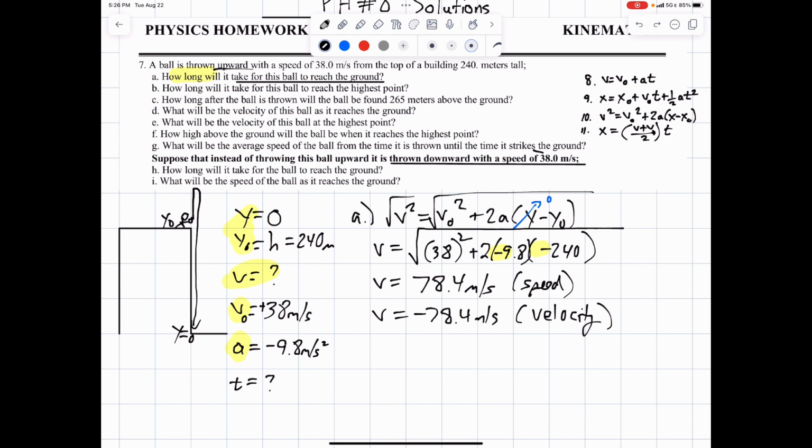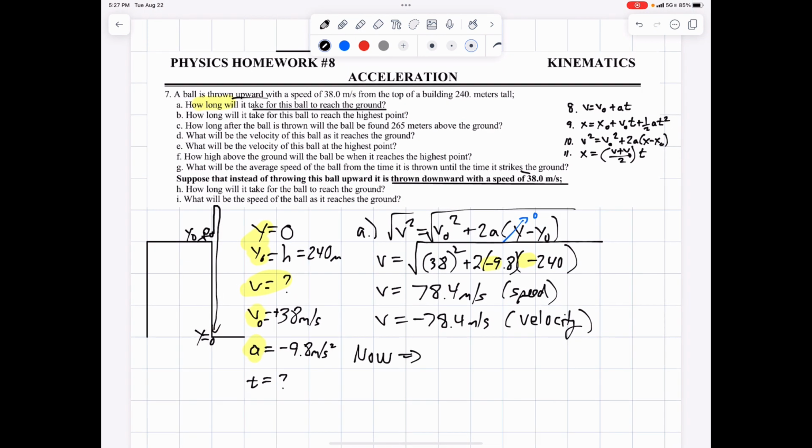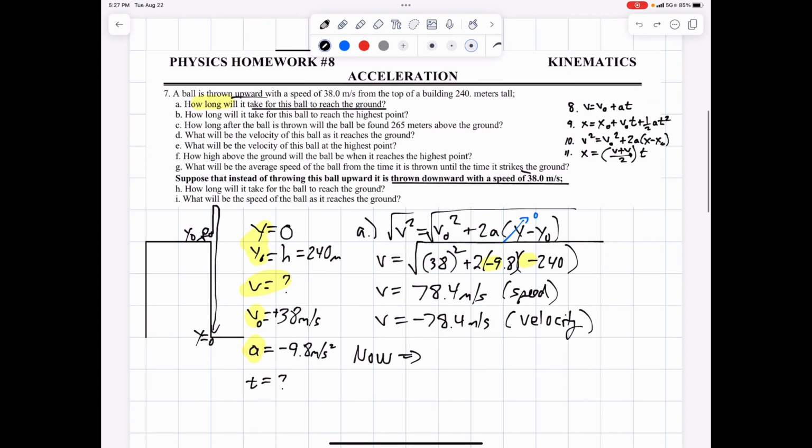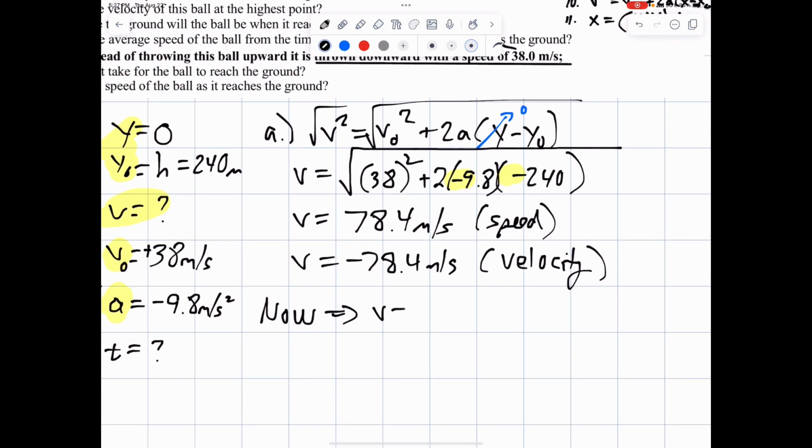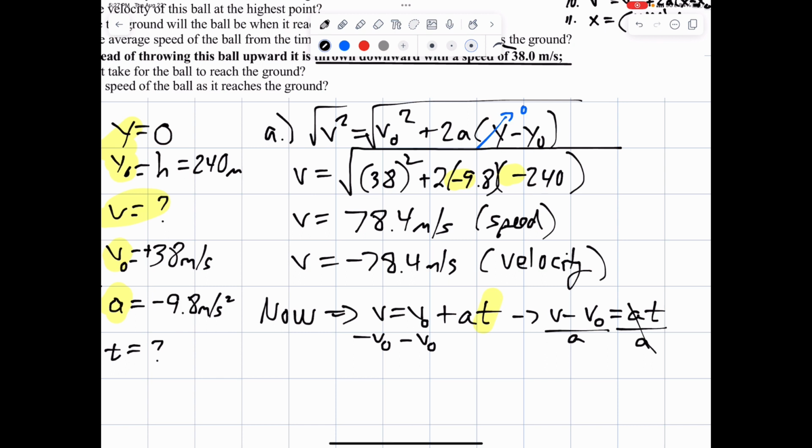Okay, so now what we can do, we will use equation number 8. V equals V naught plus A times T. And we're going to solve it for time. Now to do that, we're going to subtract V naught both sides. We get V minus V naught equals A times T. Then we'll go ahead and divide both sides by A, and we will have an expression for time.